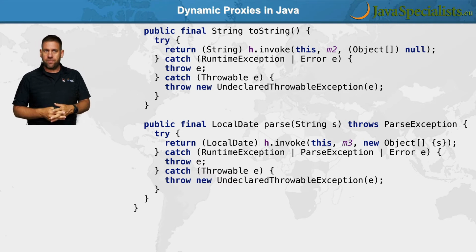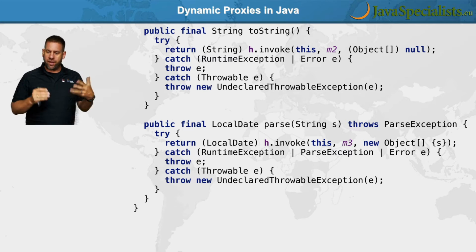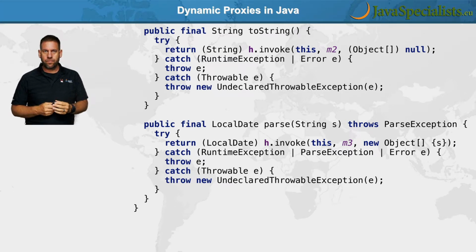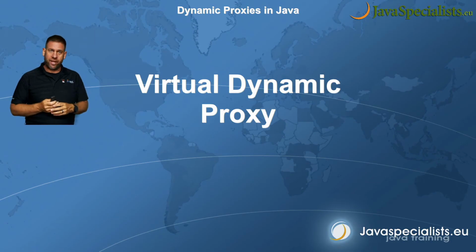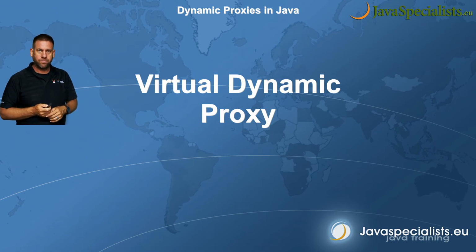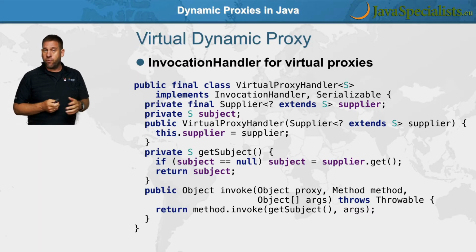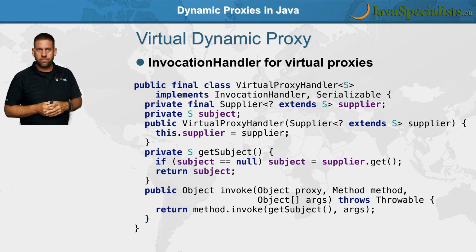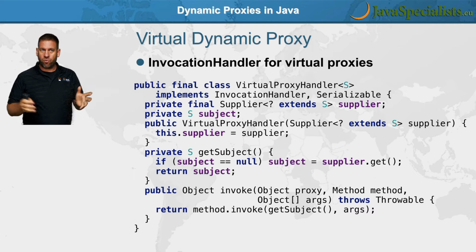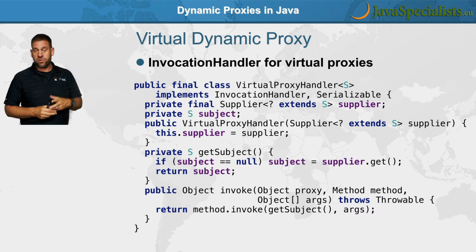All the methods are final. The class itself is final. We cannot extend it further. Let's see how we can create our own virtual dynamic proxy using this technique. So here's our virtual proxy handler. The virtual proxy handler is an invocation handler, and I've also made it serializable. I'm not sure how this is going to be used, so rather safe than sorry. Proxy objects themselves are already serializable, but the invocation handlers also have to be serializable.